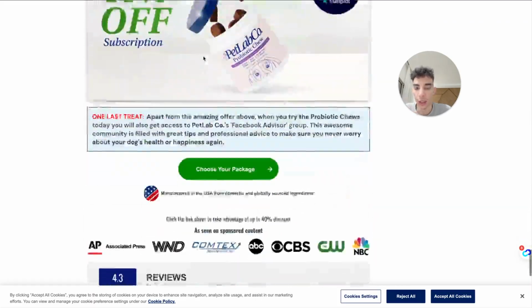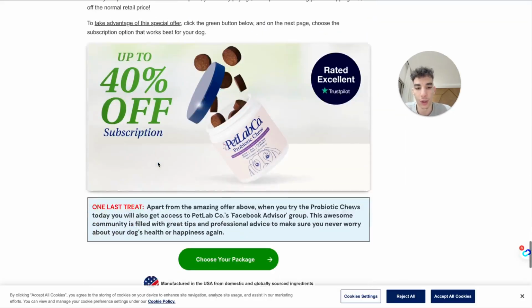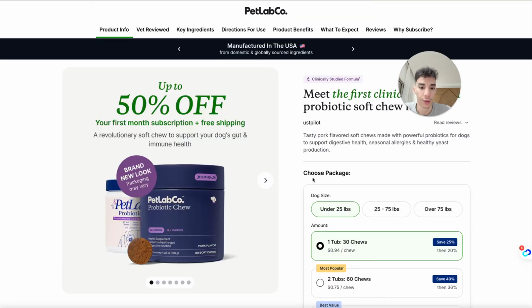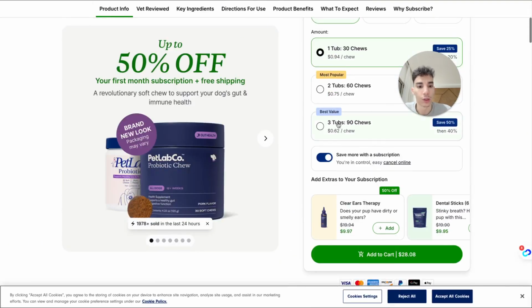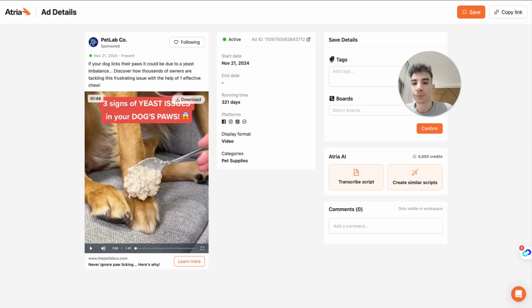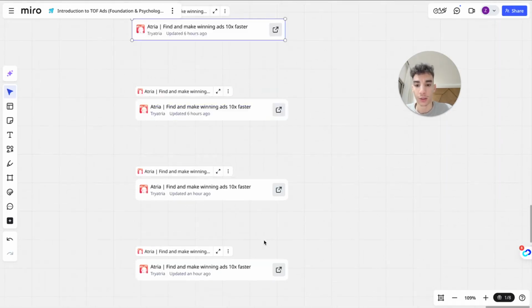So instead of selling directly, they use this pre-sale page. You read through it, and it shows you 40% off a subscription. Then it sends you, I think, to the products page, where you choose the size or the package you want, or the monthly subscription you need, 1, 2, or 3. But yeah, this is a good mini VSL. Let's see the other one.